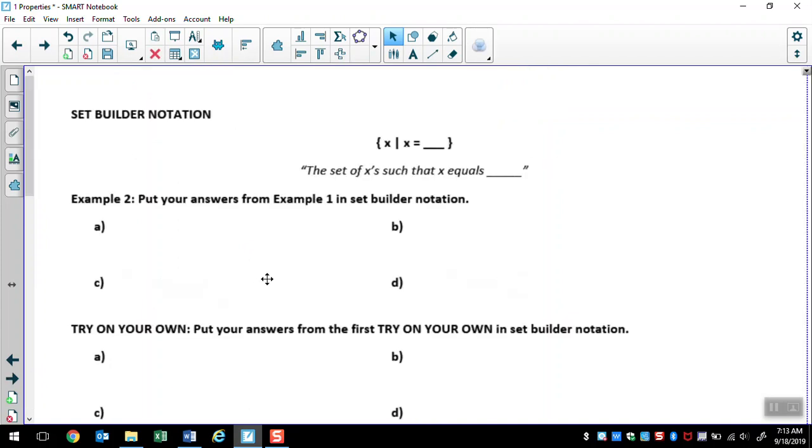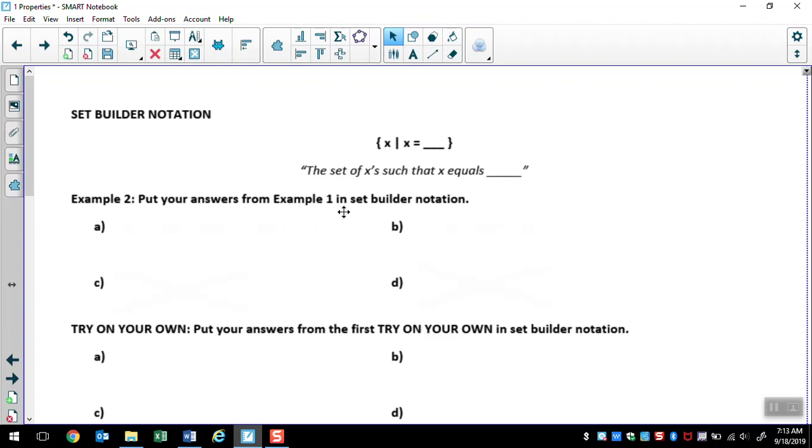All right, let's come over here and look at set builder notation. So set builder notation is just a fancy way that we write our answers in algebra. Set builder notation says that we need to use brackets, and then we take whatever variable they happen to be using in the expression or in the equation. And we're going to read this statement as the set of x's such that x equals, and then whatever your answer is.